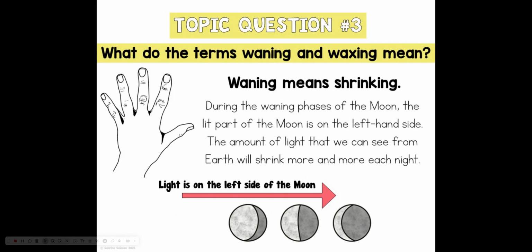So during the waning phases of the moon, the lit part of the moon is on the left side. The amount of light that we can see from the earth will shrink more and more each night. So when the light is on the left, it means that it is waning.